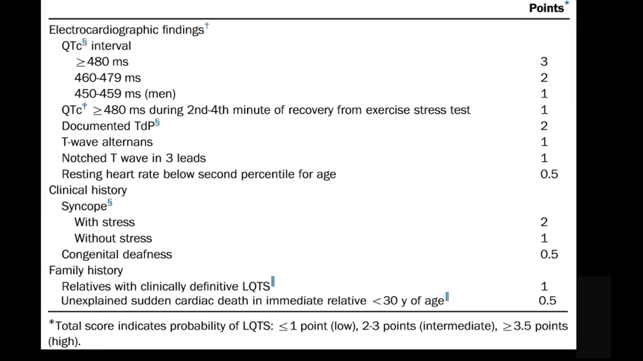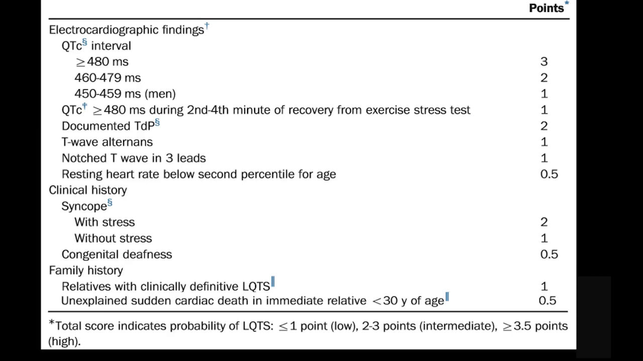And so this is the point score that we kind of use. Now, if you have more than 3.5 points, that's very high probability that you've got congenital long QT syndrome. If you've got less than 1 point, it's very low probability. And of course, the problem is oftentimes right here somewhere in the middle. So if the QT is 480 milliseconds or more, you get 3 points. Okay, that's essentially making a diagnosis of long QT syndrome. But if it's in this intermediate range, in boys a little bit shorter than girls, oftentimes that's difficult, and you only get one or 2 points.